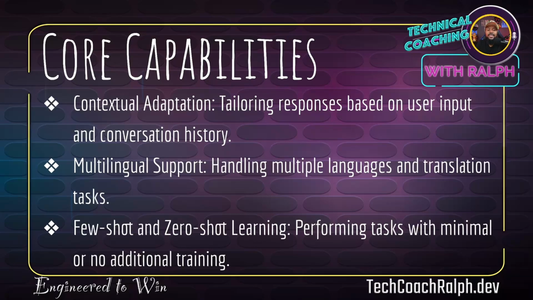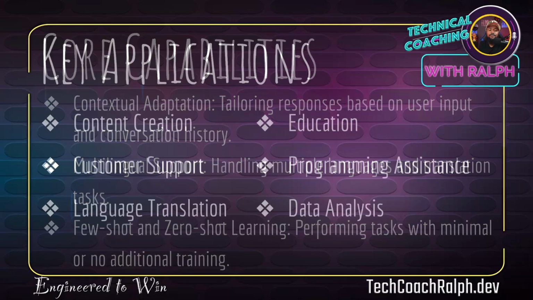The other thing is contextual adaptation, tailoring responses based on user input and conversation history. So basically, based on the things that you have prompted in the past and what you have fed it, it is going to adapt and tailor its responses based on that. Multilingual support, handling multiple languages and translation tasks. Few-shot and zero-shot learning, performing tasks with minimal or no additional training. Those are some of the core capabilities of large language models, and you can create your own large language model, feed it the data that you want it to learn from, and you can go from there.